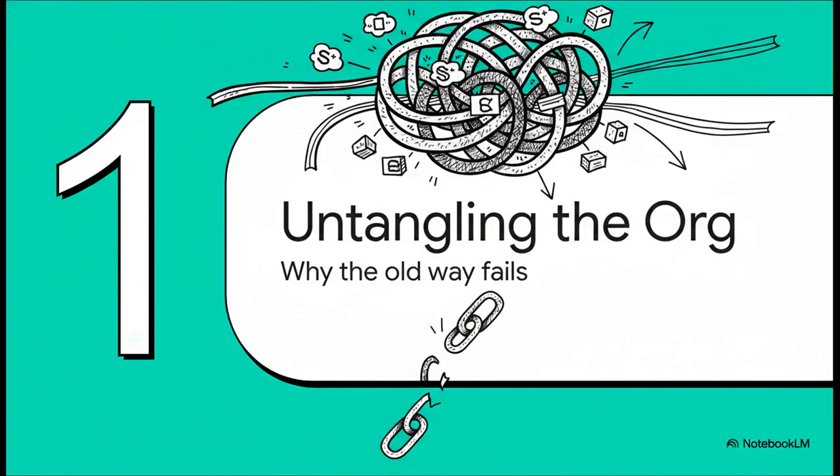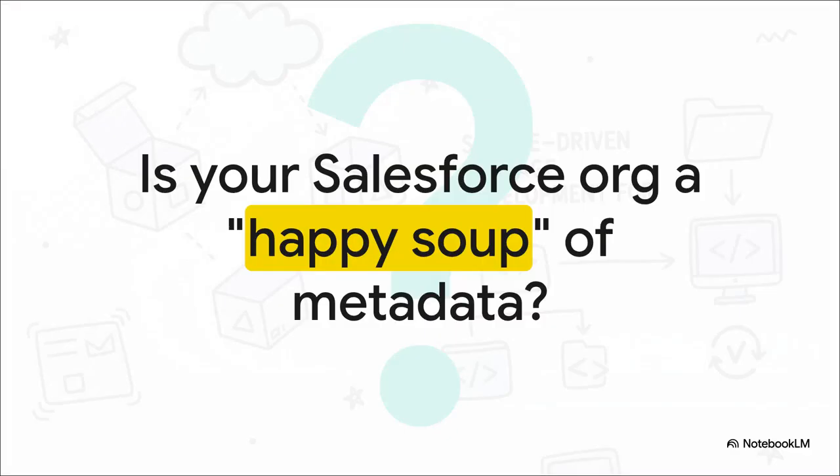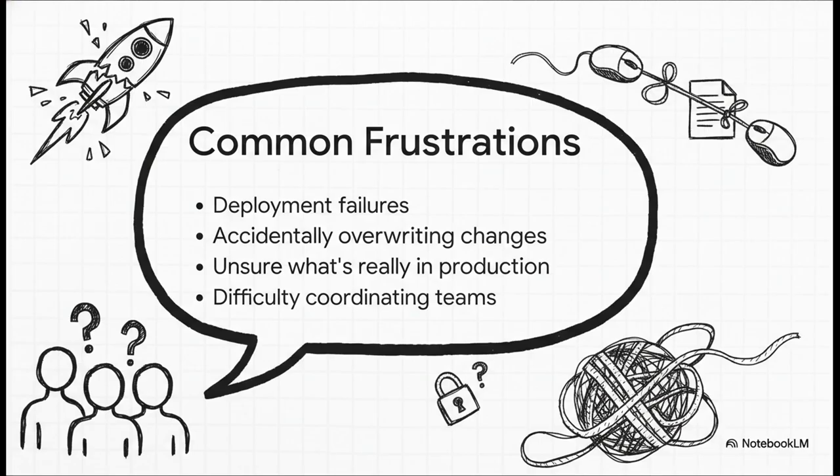First up, let's get right to the heart of the problem we're all trying to solve. We need to untangle the org and really understand why the traditional way of building on Salesforce is holding so many of us back. So let me ask you this. Is your Salesforce org a happy soup of metadata? You know what I mean. It's that thing that happens when all your code, your objects, your customizations, they're all just mixed together in one giant, inseparable blob.